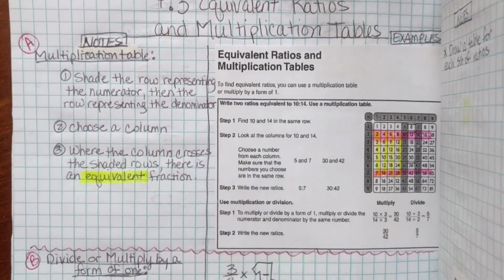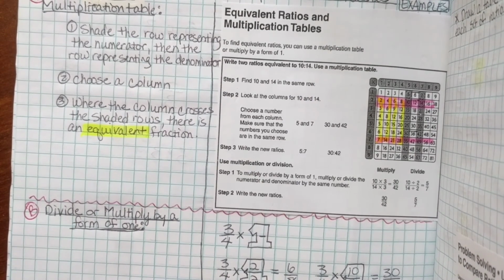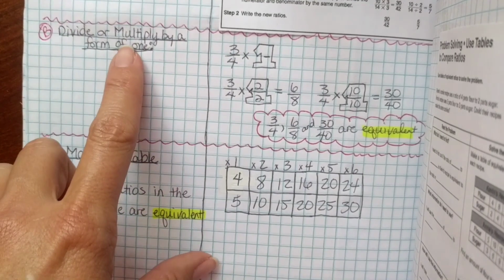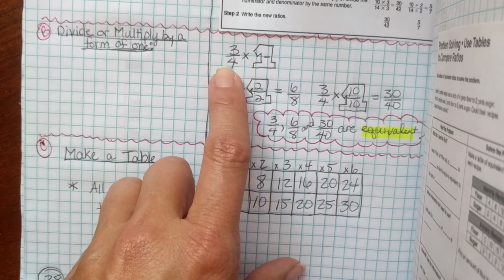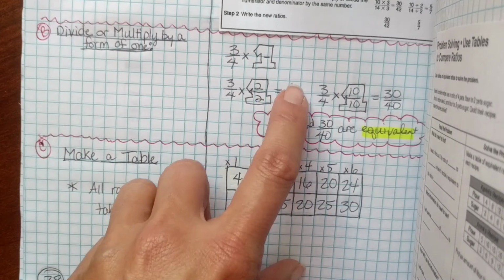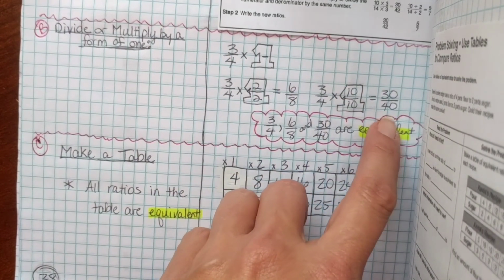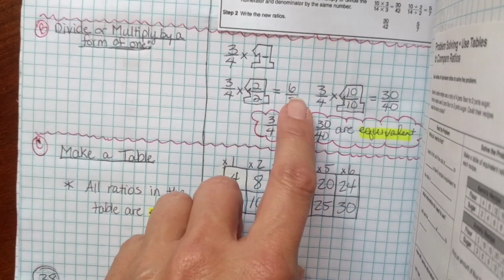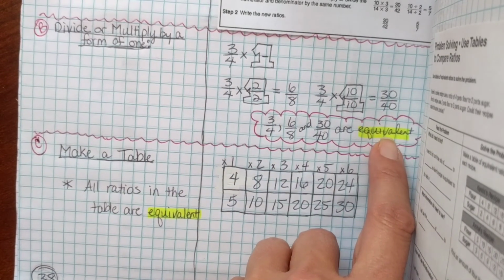All right, but the more mathematically mature way is to divide or multiply by a form of 1. So when we divide or multiply by a form of 1, let's say we started with 3/4, we multiplied by 2 over 2, which is a form of 1, we get 6 over 8. Or 10 over 10, we get 30 over 40. This is still a form of 1, so 3/4, 6/8, and 30 over 40 are all equivalent.